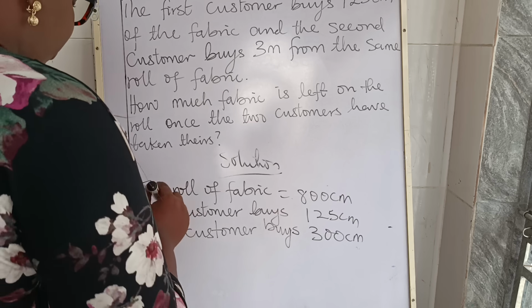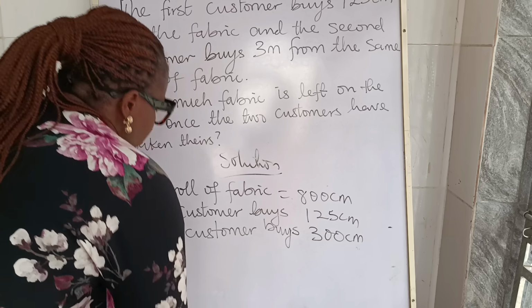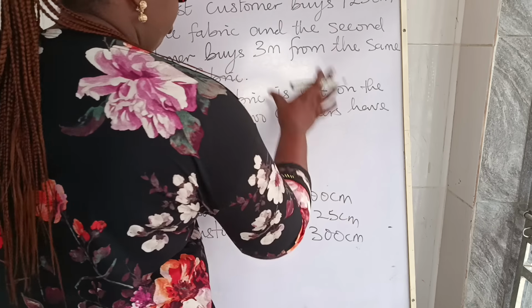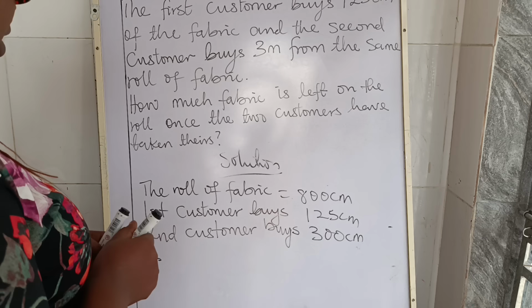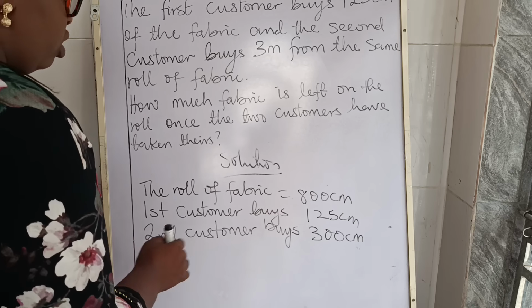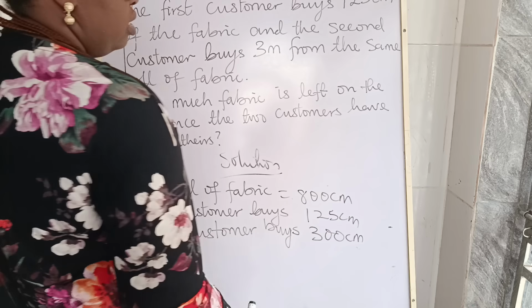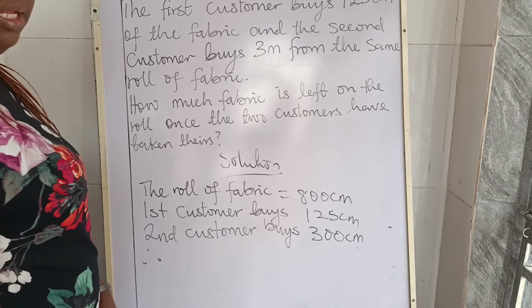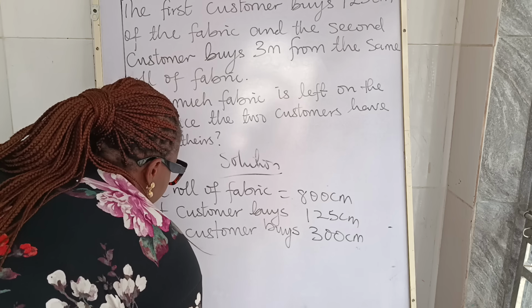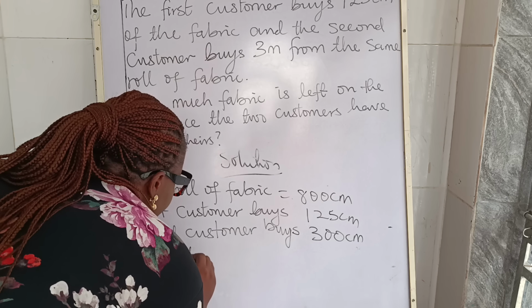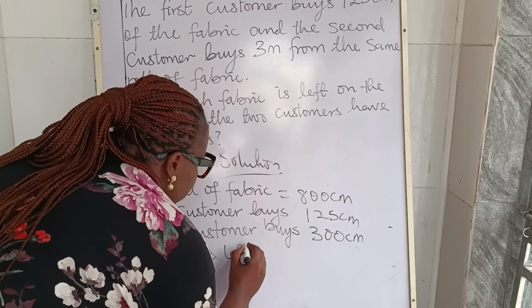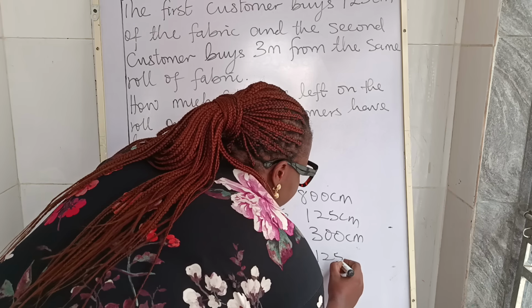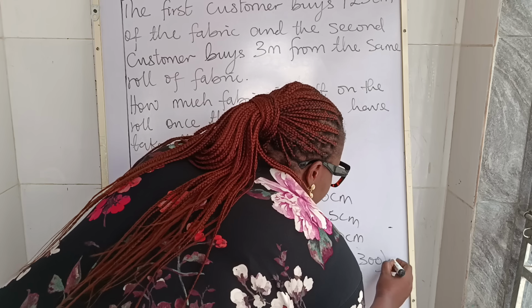Therefore, what is left? What did they buy? Remember the question says, after what they have taken, what is now left of that fabric? So you add these two together and take it away from the 800, or you do 800 take away 125 and also take away 300, right? So the fabric left will be 800 take away 125 take away 300, all in centimeters, right?